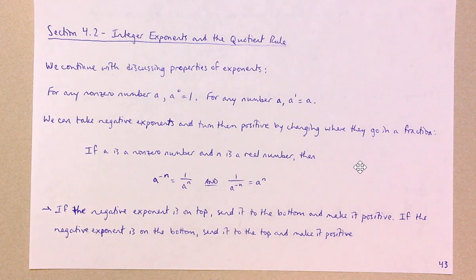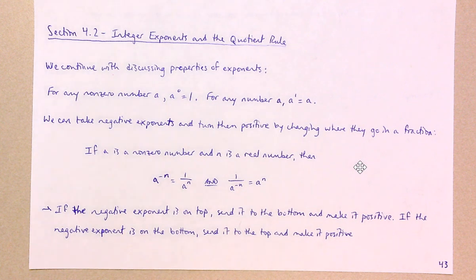In the previous video, we wrapped up section 4.1. We talked about power rules for exponents and product rules. In this video, we are going to continue talking about properties of exponents, and we will be talking about the quotient property or the quotient rule.